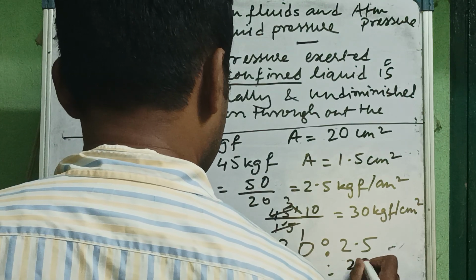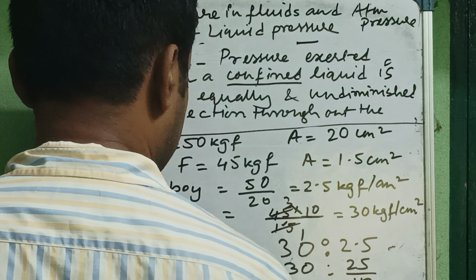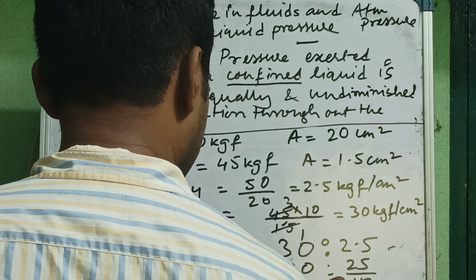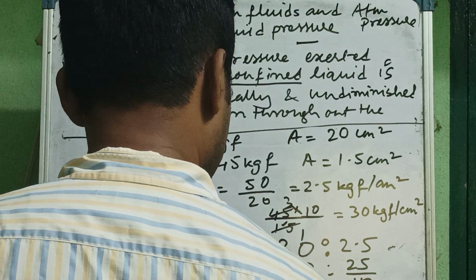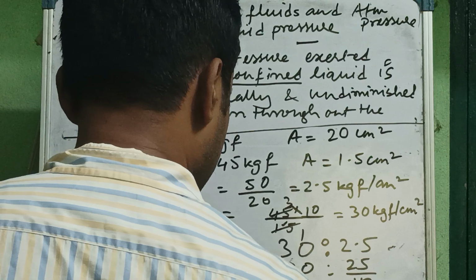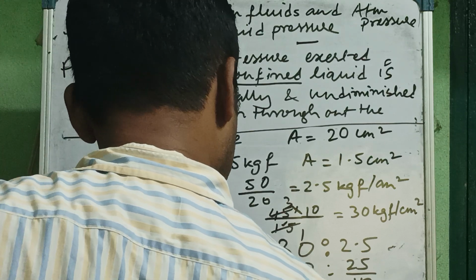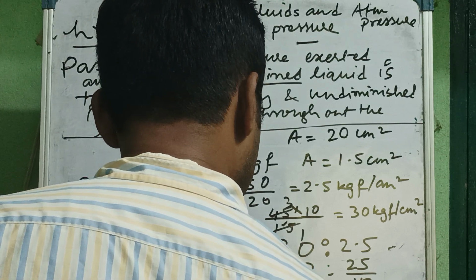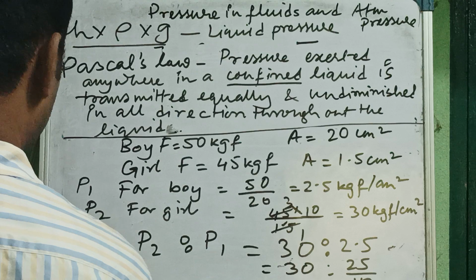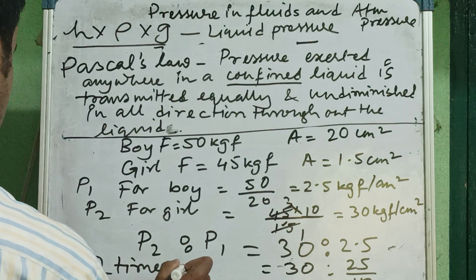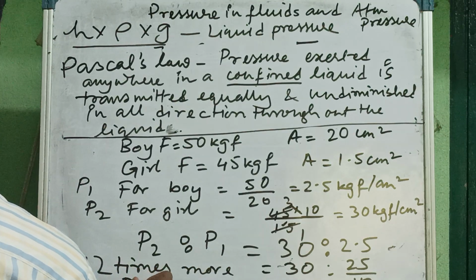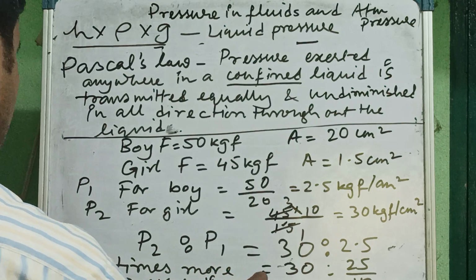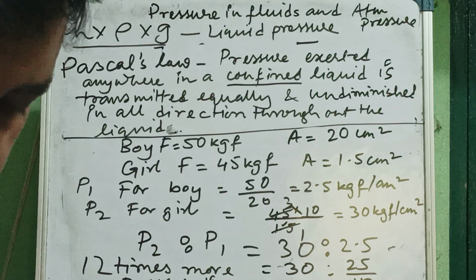You can also calculate this by an easy calculation. 30 is to 25 by 10. If you take the LCM, then 10 is the LCM. So there is 300 is to 25. Now calculate: 5 6s are 30, 5 5s are 25, 5 12s are 60. So 12 times more pressure than the boy. So the girl exerted 12 times more pressure than the boy.